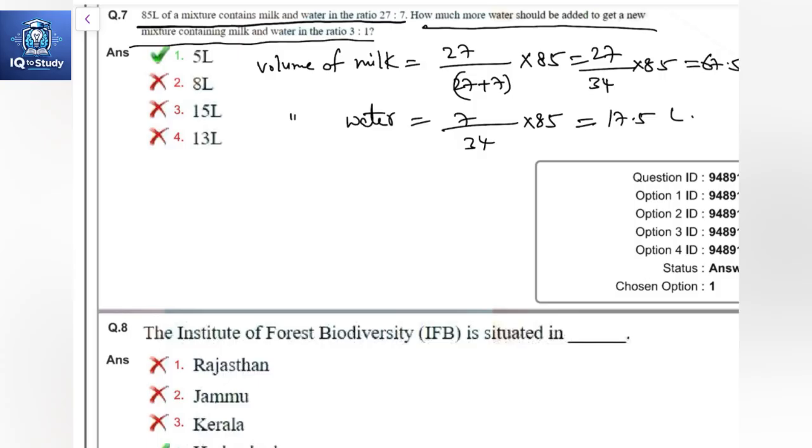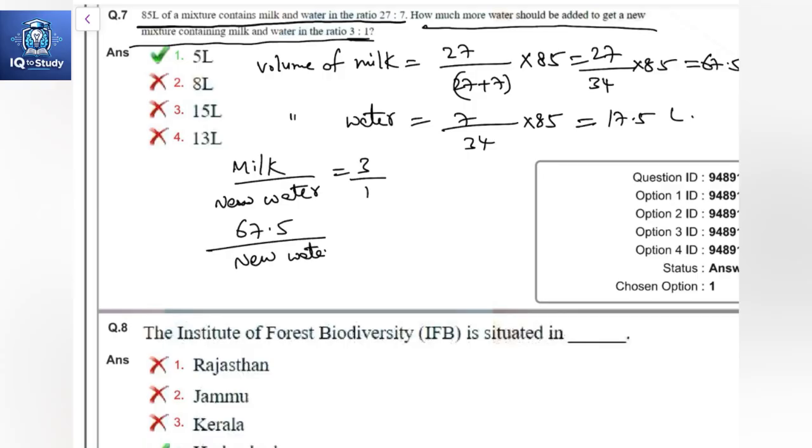Here milk is same but water is changed, so the final ratio should be milk by new water, which is equal to 3:1 according to the question. We know that milk is 67.5 and new water we have to find, which is equal to 3 by 1. That implies new water is equal to 67.5 by 3, that is equal to 22.5 liters.